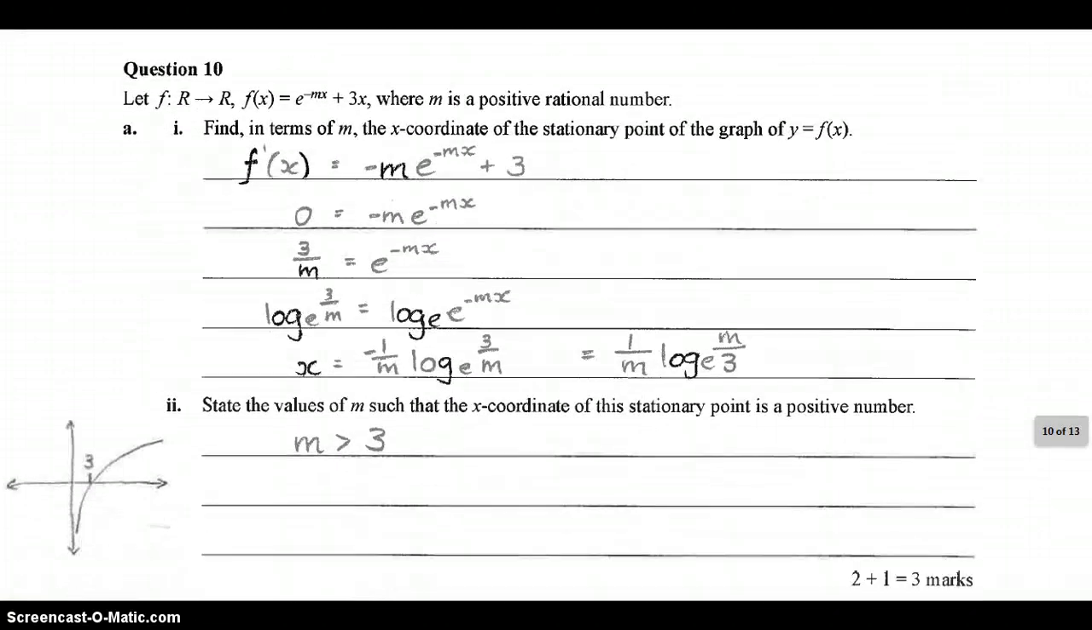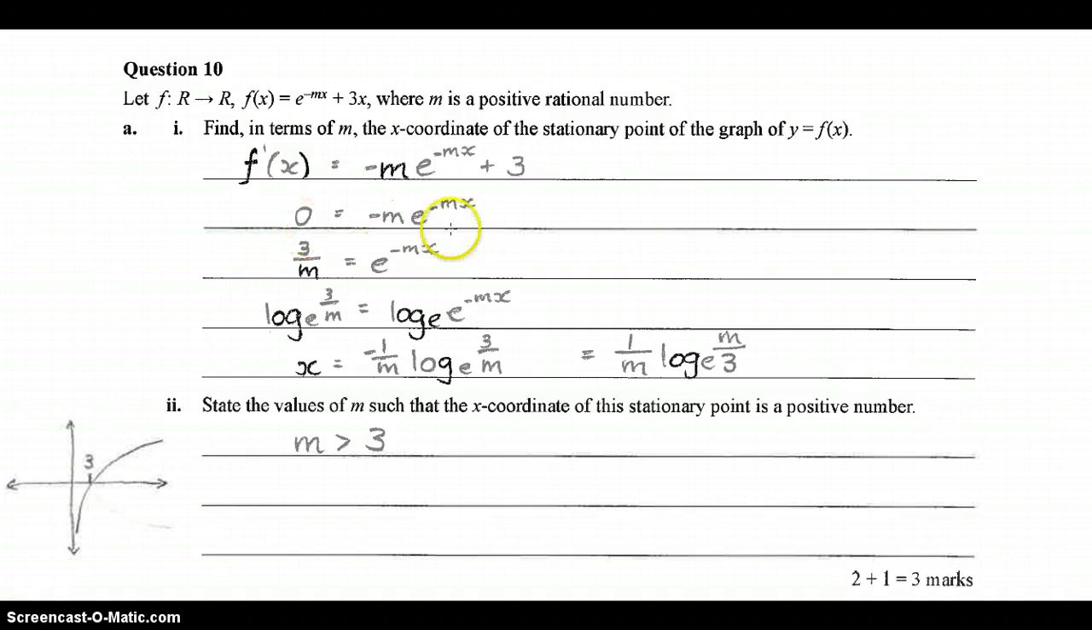Okay, last question. So we have the function e to the negative mx plus 3x. We need to find, in terms of m, the x-coordinate of the stationary point. So we need to differentiate and set equal to 0. So f dash of x is equal to negative m e to the negative mx plus 3. And then we need to set that equal to 0.